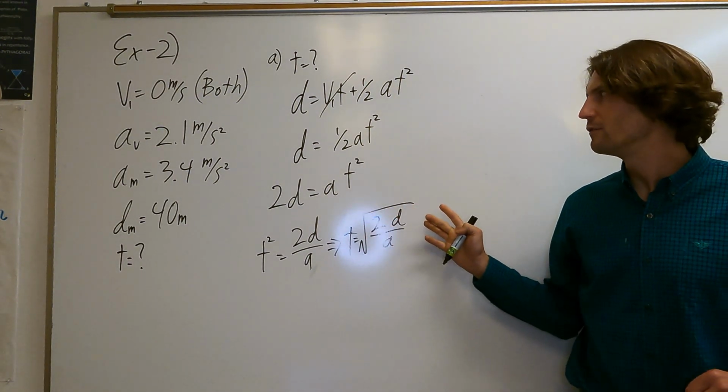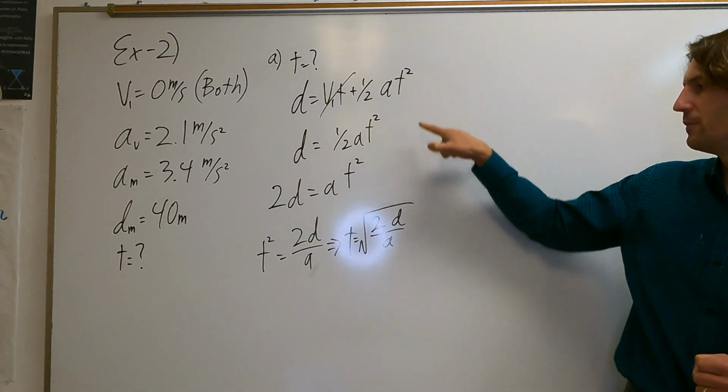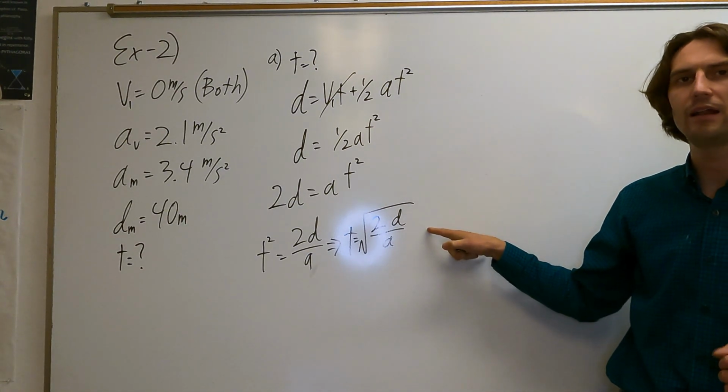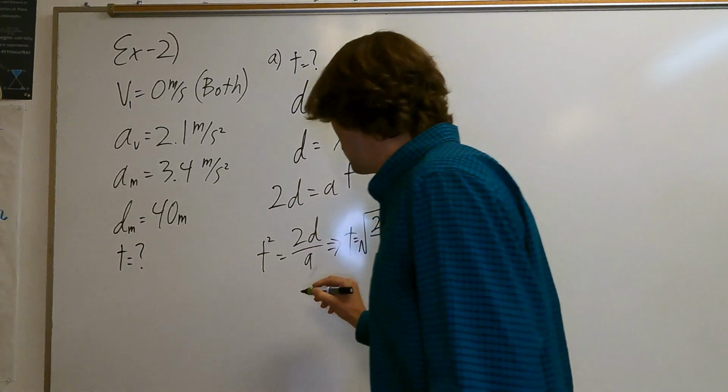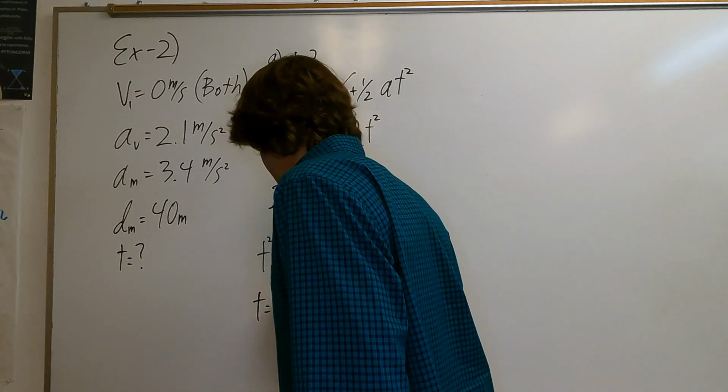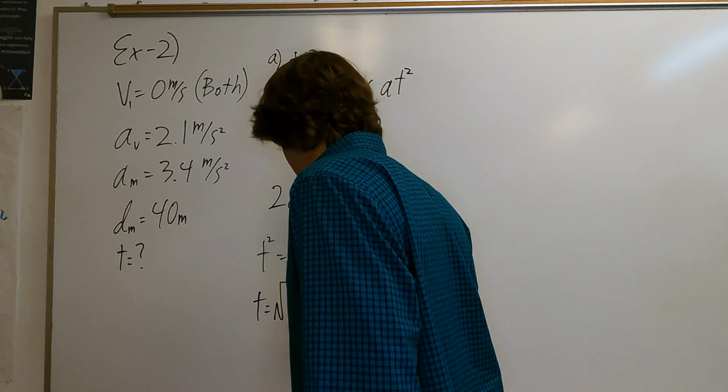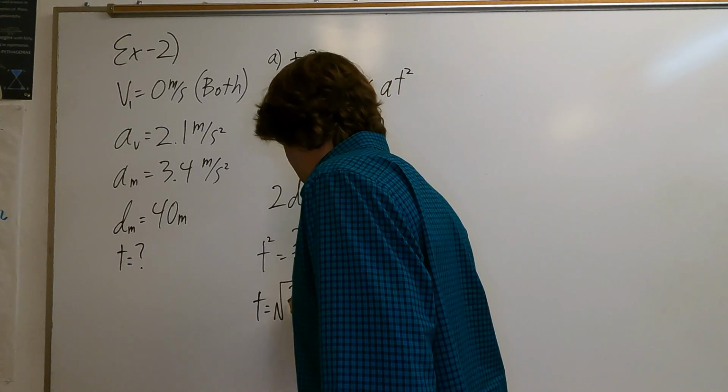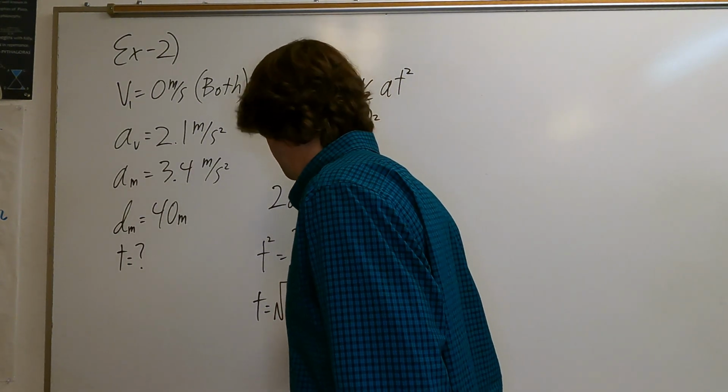You'll get more and more comfortable with this. If you wanted to go straight from here to here at a later date, that is totally fine. We then plug in numbers. T is equal to root 2 times 40 meters divided by, I want to use 3.